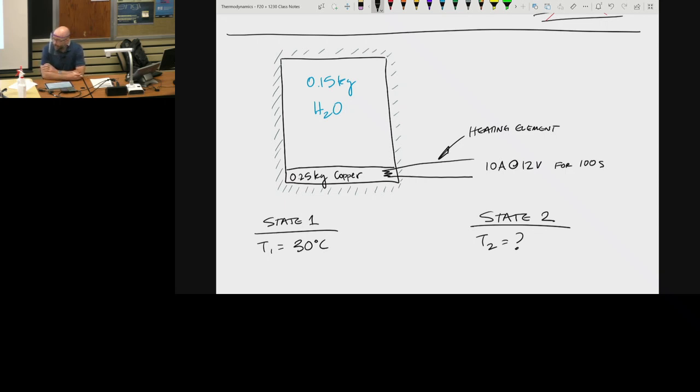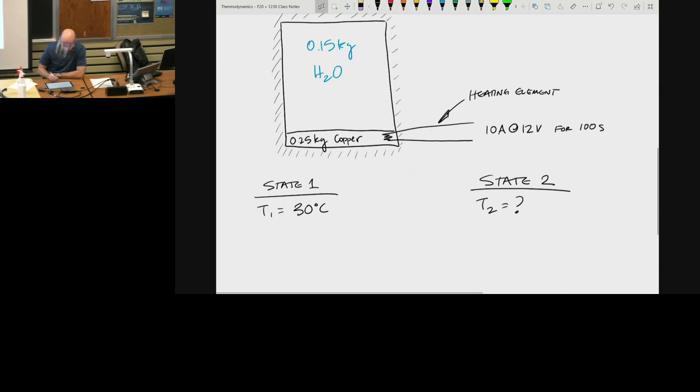So we look at this problem, and the first thing we see is there's no mass coming in and out of whatever system we would choose. So this is a closed system. I am going to use the first law for a closed system: the change in kinetic energy plus the change in potential energy plus the change in internal energy is equal to Q minus W.